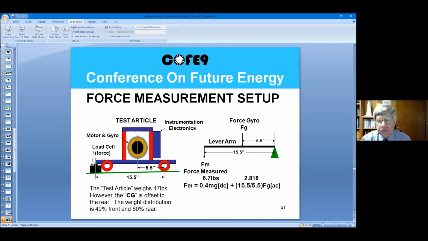And then there's a scale factor. The gyros are sitting 5.5 inches from the fulcrum, which is the rear wheels, and the load cell is 15.5 inches from the fulcrum. So there's a gain of 2.818 on the measured data. When you do the data reduction to get the force generated, you have to subtract out the DC offset of 6.7 pounds and divide by the gain factor of 2.818 to get the real numbers of the force being generated.